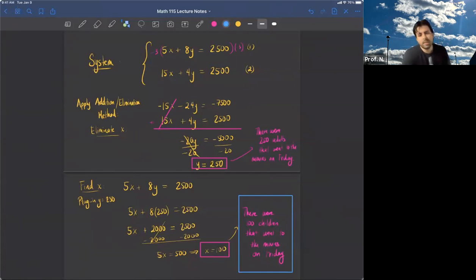When it comes to word problems, it's not going to be the case that you have no solutions. It's very hard to create a word problem. Not that it's hard, but there's no point in solving or creating a word problem that has no solution in it.